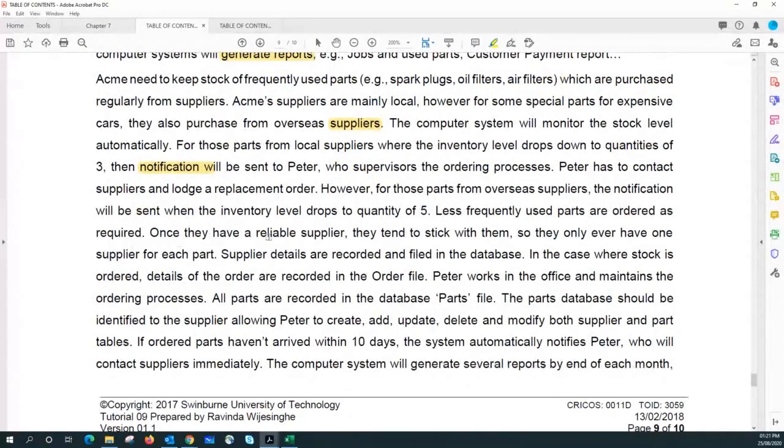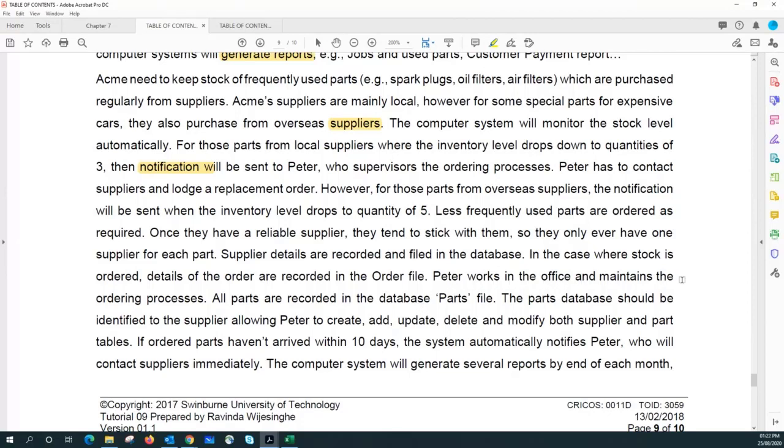Required. So once they have a reliable supplier, they tend to stick with them. Yes. So they only ever have one supplier for each part. Supply details are recorded and filled in the database. In the case where the stock is ordered, the details of the order are recorded on the order file. Yes, so we already know that, but we are not going to handle that in our use case diagrams, right?